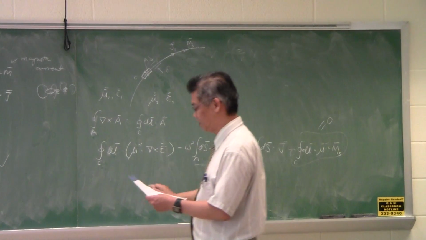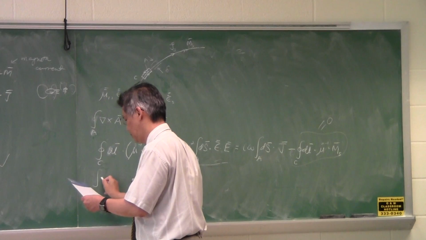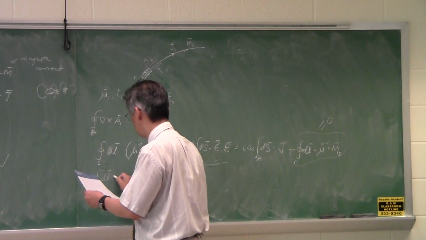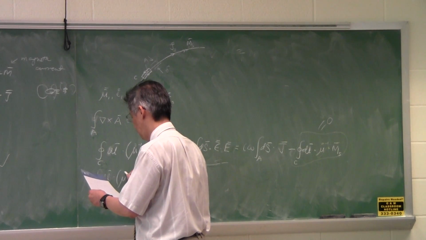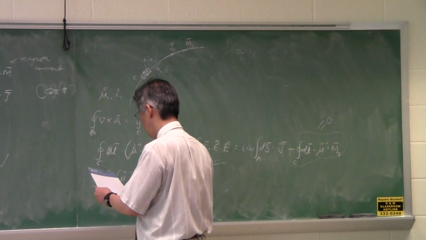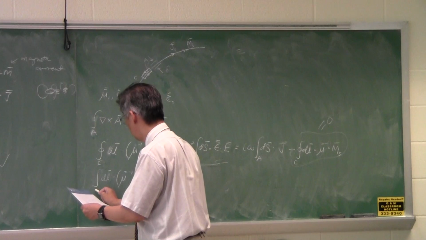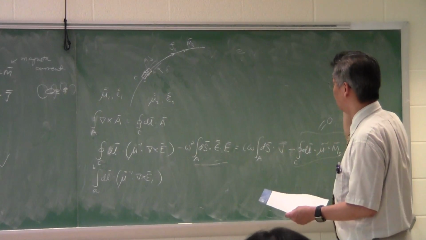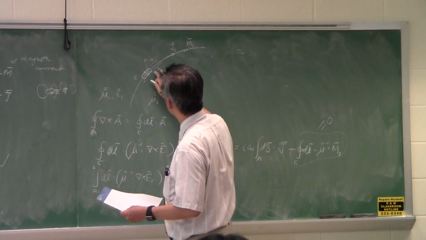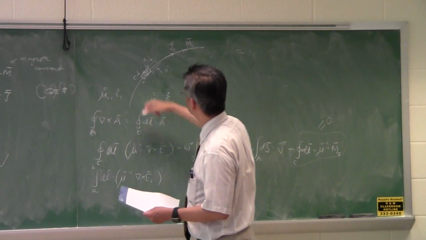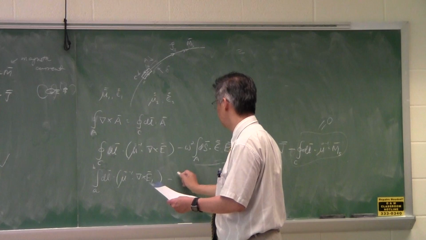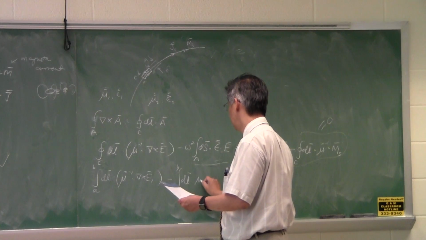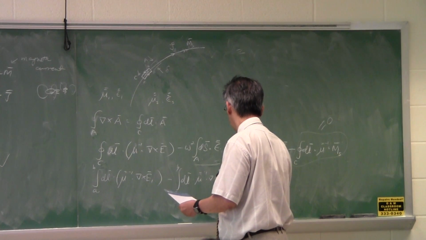So the first term I can rewrite as being equal to the integral of dl dot mu inverse dot curl of E1, from A to B. It can be A to B on this side. And then minus the other integration, dl from A to B, with the negative sign because it goes in the opposite direction, mu inverse dot curl of E2.